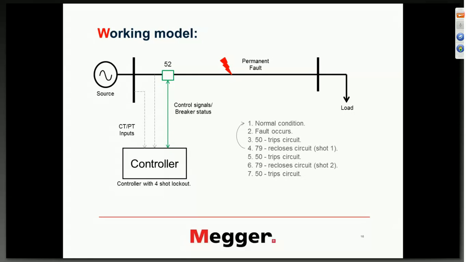My 50 function or any other protection function trips the circuit breaker. After it trips, the whole mechanism is repeated again. The 79 function recloses and sees whether the system balance has been restored or not. So that will be my third shot, the third reclosing procedure that I follow.